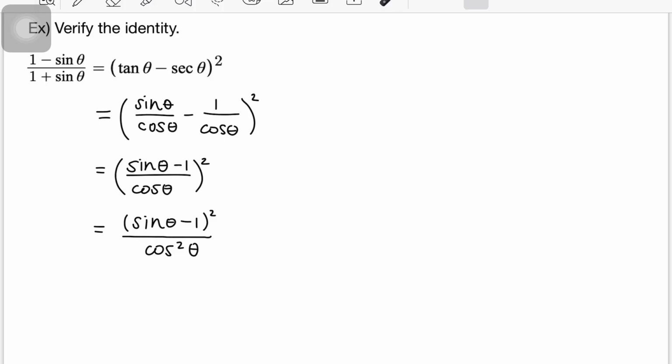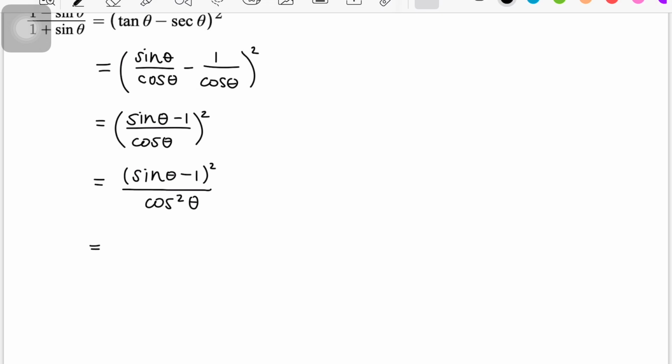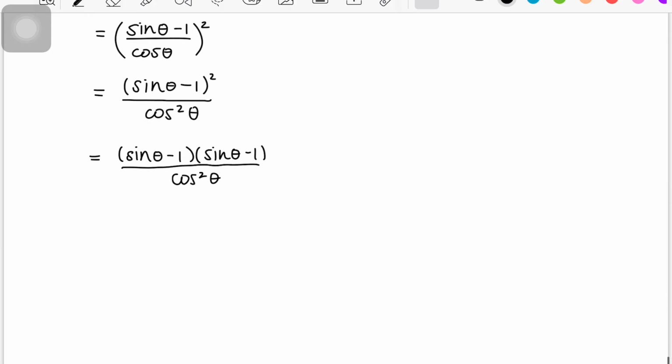Now what we'll do here is use our distributive property for this here. So expanding this, we have sine theta minus 1 times sine theta minus 1 all over cosine squared theta. And then like I said, distributing, so we'll distribute the sine theta to both terms here, and this minus 1 to both terms here. We'll end up with sine squared theta minus 2 sine theta plus 1, and then this is still all over cosine squared theta.